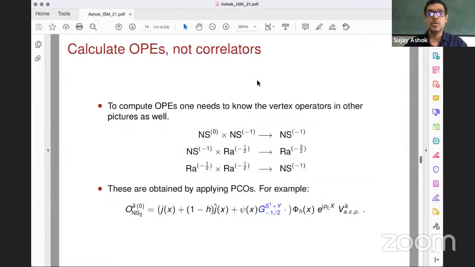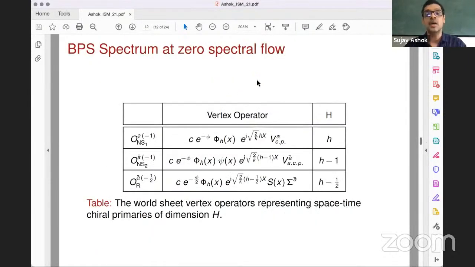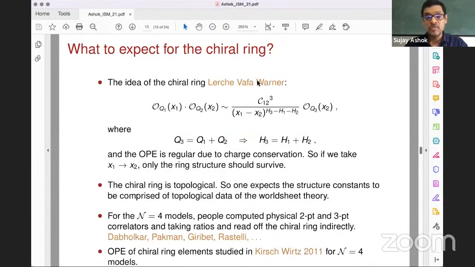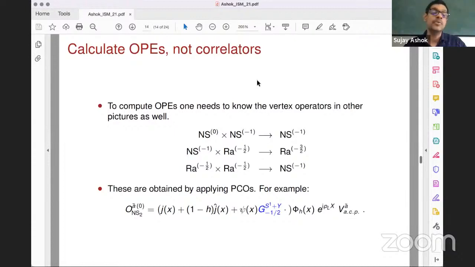One complication is that because we have these picture numbers and so on in the superstring, we have to not just find these operators. Here I've written the operators in the canonical picture, so -1 in the NS sector and -1/2 in the Ramond sector. If you want to find the OPEs, then we also have to know these operators in the other pictures, in picture number 0 and also picture number -3/2. This we can do. For instance, one of these NS operators in the 0 picture looks like this. It's some currents acting on these, or some descendants of the fields in Y. So it's complicated, but it can be done.